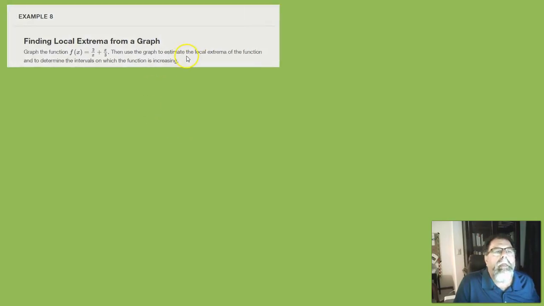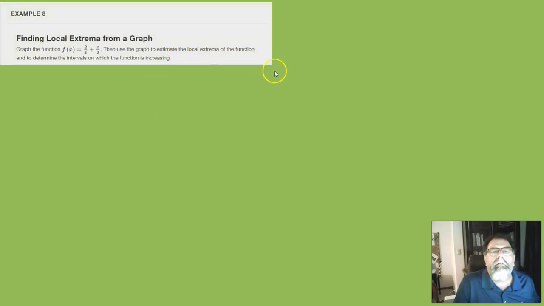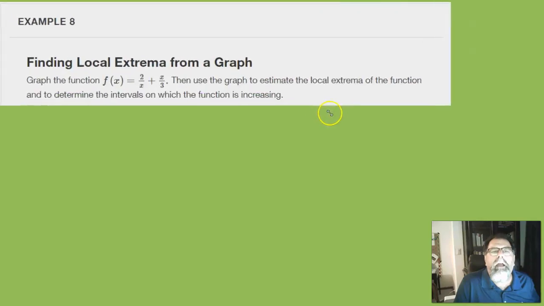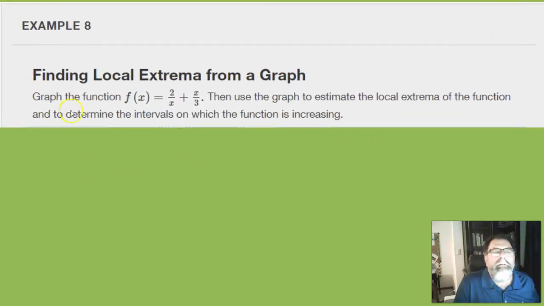Okay, example 8. Find the local extrema from a graph. So graph the function f of x equals 2 over x plus x over 3. Then use the graph to estimate the local extrema of the function and determine the intervals. So I wouldn't expect you to graph this right now. We'd probably cover this later.